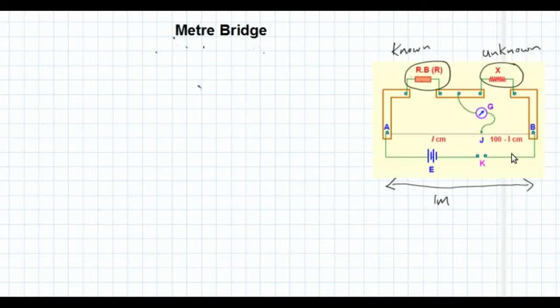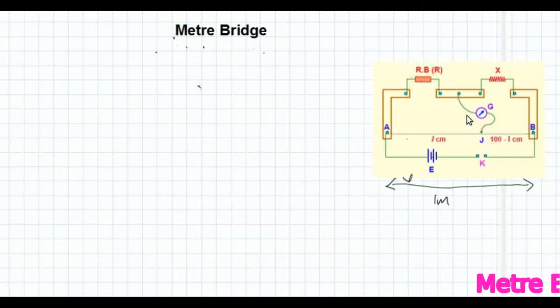These are the different parts of meter bridge, and this jockey is nothing but a metallic rod that can be slid over this wire. So this jockey can be slid over this metallic wire of length 1 meter. So by adjusting the position of this jockey over this wire, we can adjust the current which is flowing through this galvanometer. That is how it works.